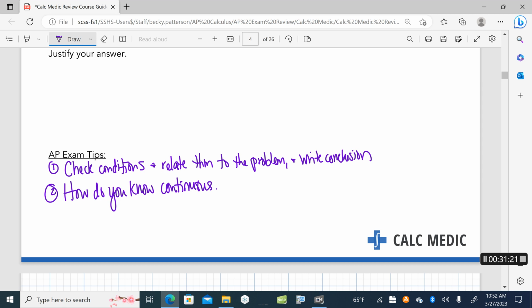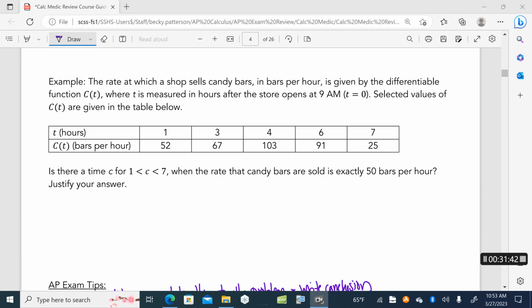The other thing that's super good for an exam tip is to incorporate the question stem into your answer. So use question stem. If you're not sure how to word your answer, just restate the question in a statement. Okay, so let's go knock out this example.